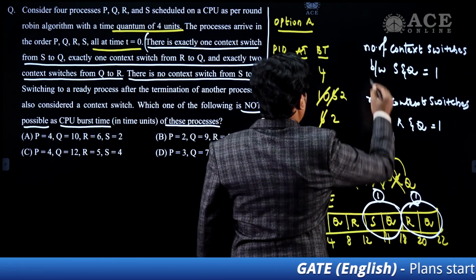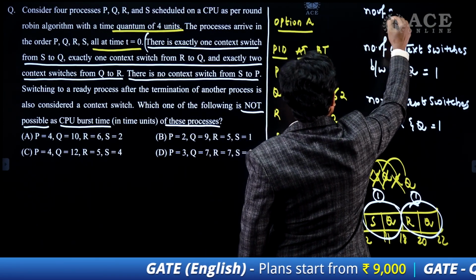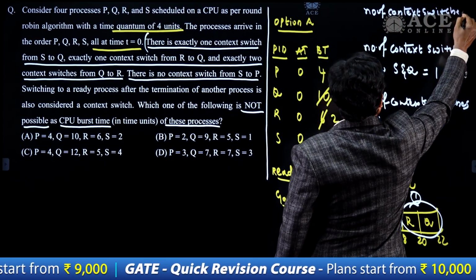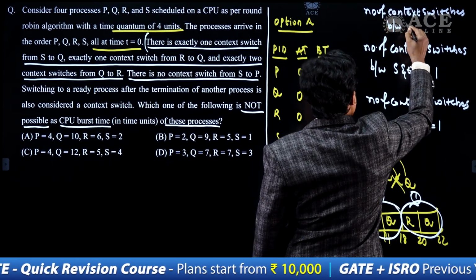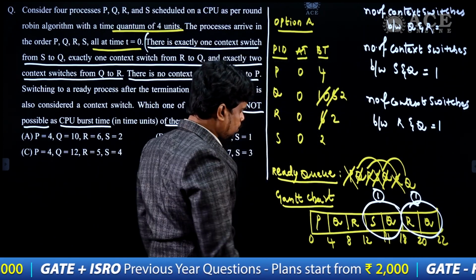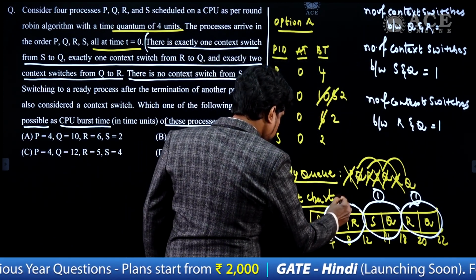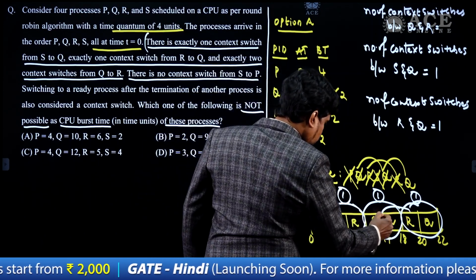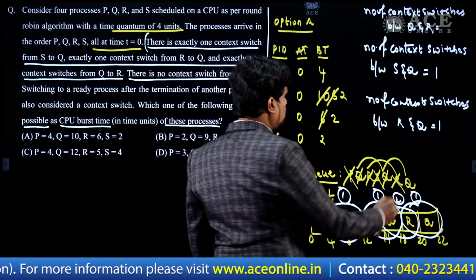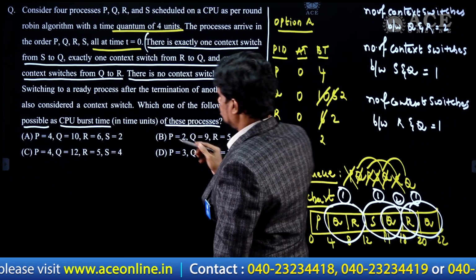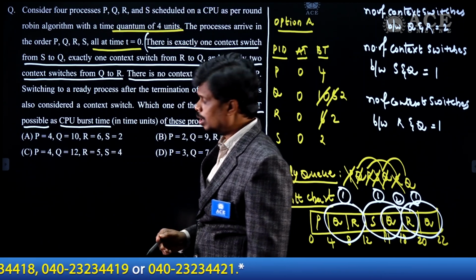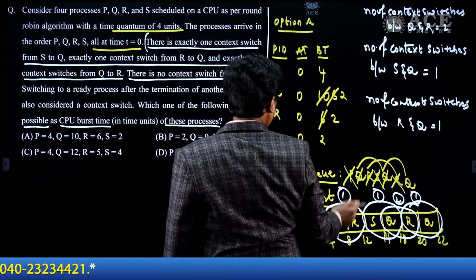Right? And the number of context switches between Q and R is equal to. So Q and R, if you verify, here you have one context switch and here you have another context switch. So it means that between Q and R we have 2 context switches, and it is also mentioned the same. The number of context switches between Q and R is 2. So the given requirement is satisfied by this option A.